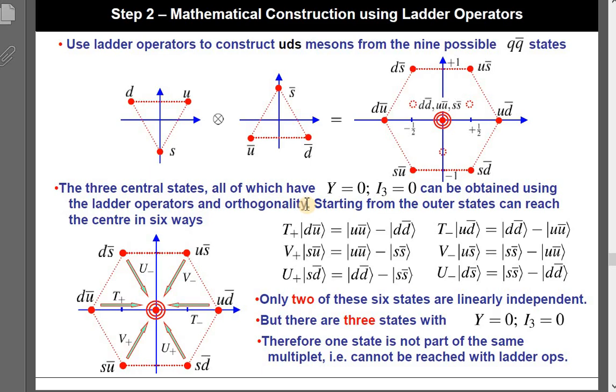Now remember what we did for the case of SU2 symmetry between UDS quarks. We start with the outer states and then we can reach the center in 6 ways, like this here. So we have to use the corresponding ladder operators. This is what you get as the result. Note that only 2 of these 6 states are linearly independent, but there are 3 states with Y equal to 0, I3 equal to 0. Therefore, one state is not part of the same multiplet. That is, it cannot be reached with ladder operators.